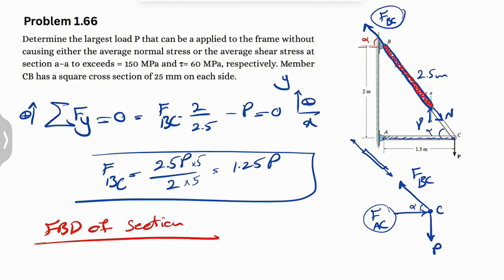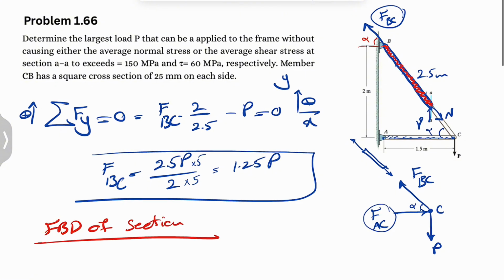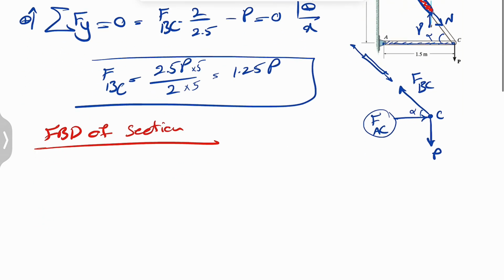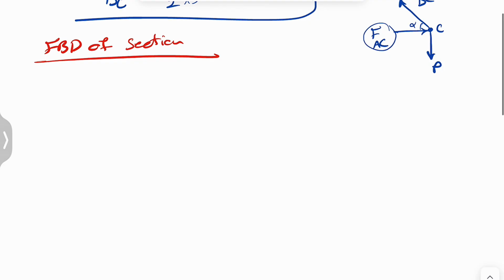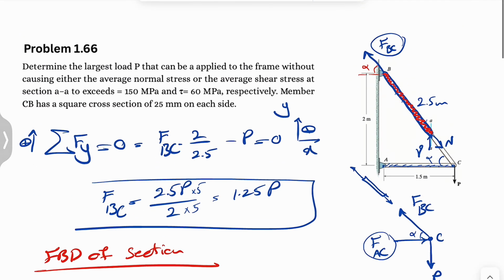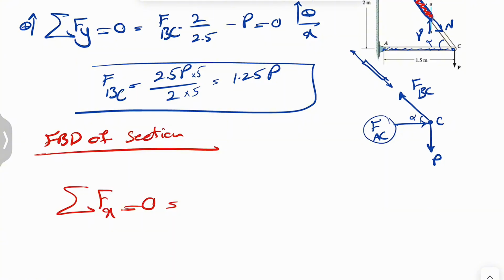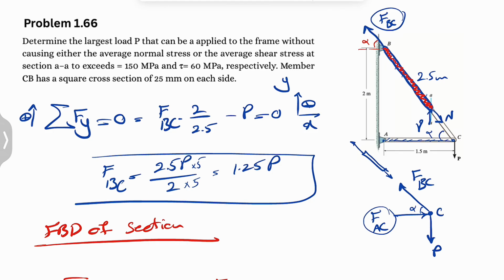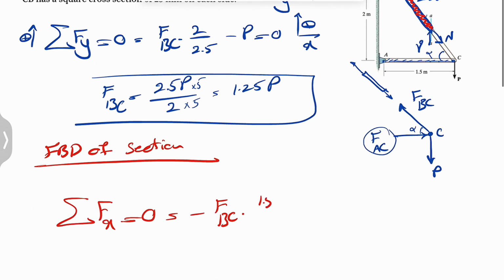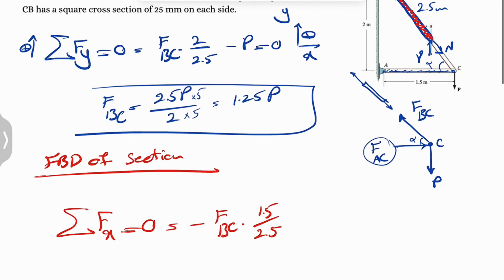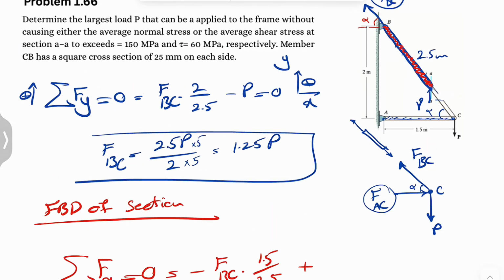And again, we have the same angle here, alpha. We can do sum of all forces in y, and we'll do the x after, or we can start with the x. So sum of all forces in x equals 0. We have the x component of FBC, which is negative, so negative FBC. This time we have cosine of alpha, which is 1.5/2.5. So that's FBC, and we also have the normal force N.